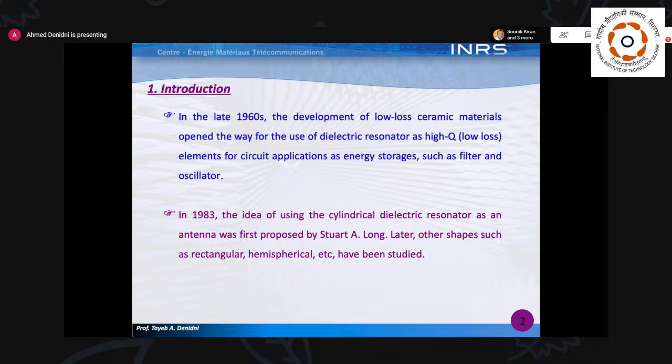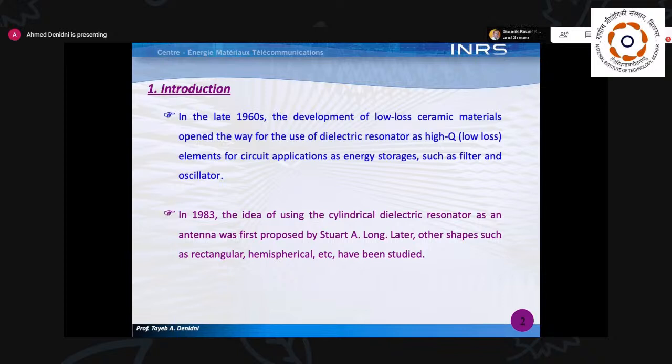This means that in the beginning, the dielectric resonator was dedicated more to filter or oscillator design, and its function was to store energy. At this time, there was a problem with leakage, or radiation leakage, and this became a disadvantage for dielectric filters. Other people transformed this drawback into an advantage, and they increased this leakage. By increasing this leakage, we can use these resonators for antennas. In 1983, Stuart Long explored this idea using a cylindrical resonator to increase the radiation from these resonators.